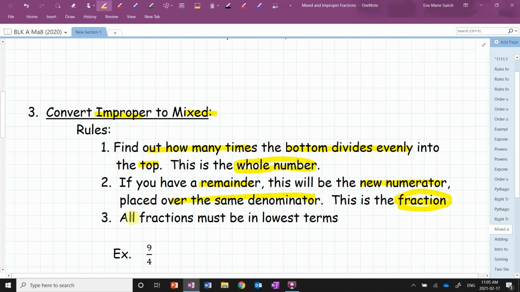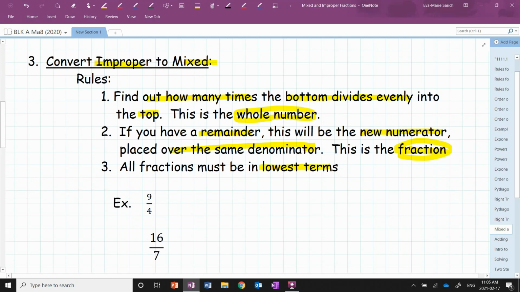Now, every single time we finish a question, we should be looking: are all the fractions in lowest terms? Okay, so you're looking for that. So let's start with the first example. 9 over 4. So we're trying to figure out how many times 4 would go into 9, right?